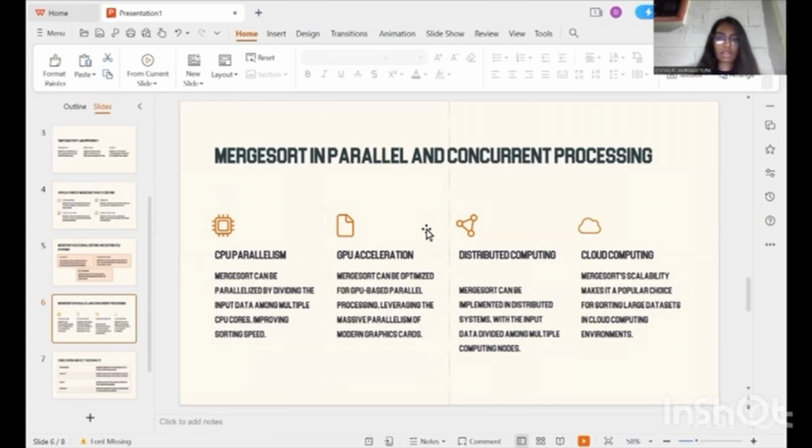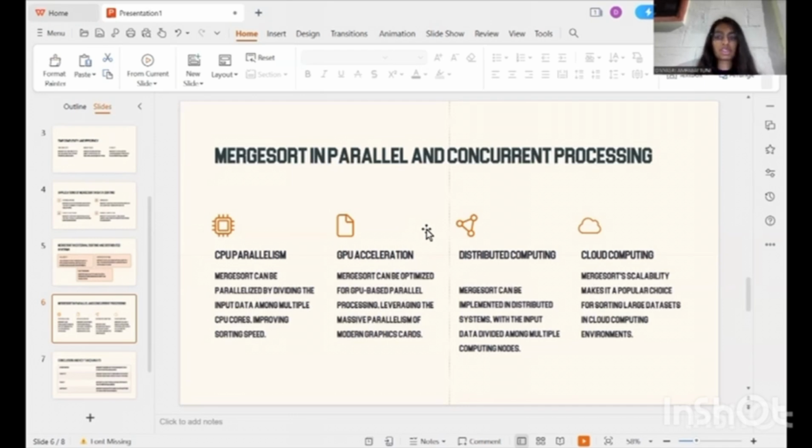And coming to GPU acceleration, GPU means graphics processing unit. That means it has better computational capability than the CPU, which is a traditional computing unit. GPU acceleration leverages the massive parallelism of modern graphics cards. Now, coming to distributed computing, merge sort can be implemented in a distributed system with the input data divided among multiple computing nodes. Distributed computing is a technique for storage purposes. So here merge sort comes into play.